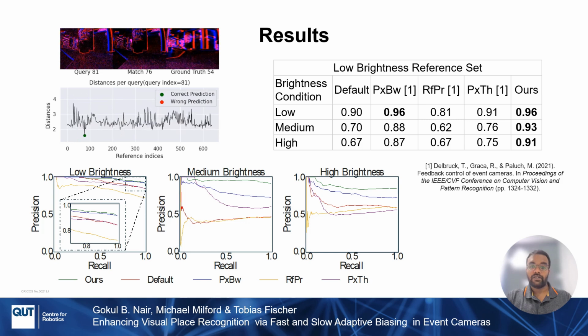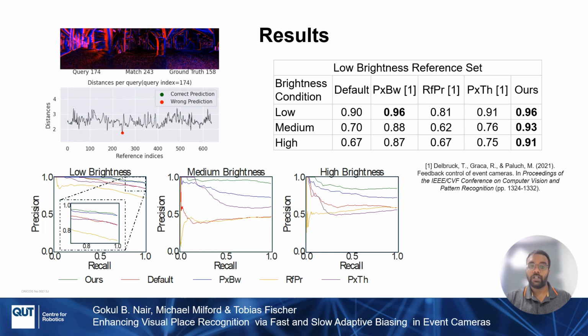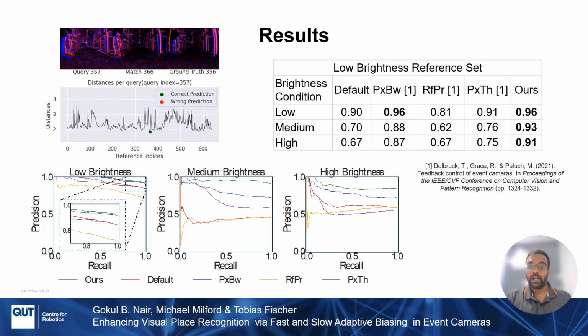Our results demonstrate significant performance improvements over the default bias settings as well as prior competing approaches. We provide our dataset comprising over 35 kilometers of traverses along with our code.